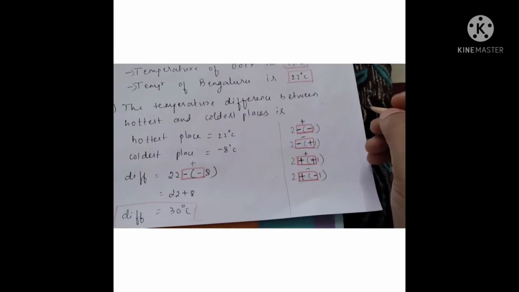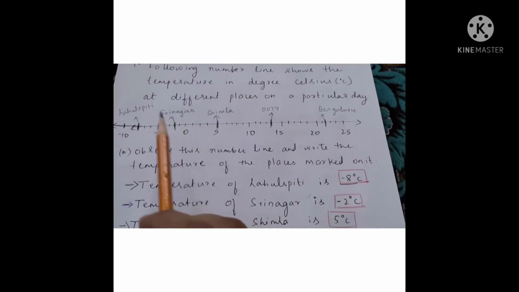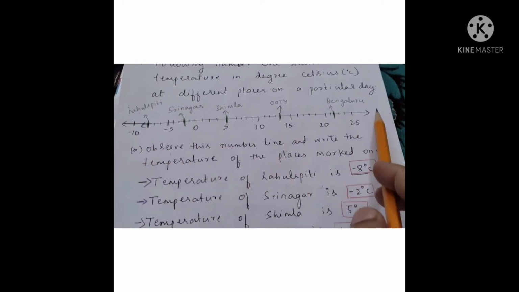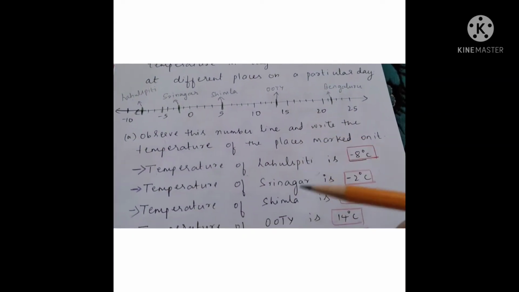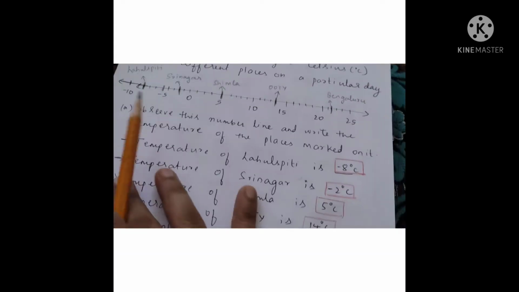Moving on to the next one, our aim is to find the temperature difference between the hottest and the coldest place. They're asking you to find the temperature difference between the hottest place and coldest place. So that means we have to find which is the hottest place in this number line, which is the coldest place in this number line, and we need to find the difference of those two places.